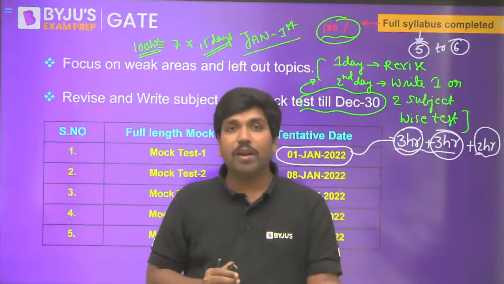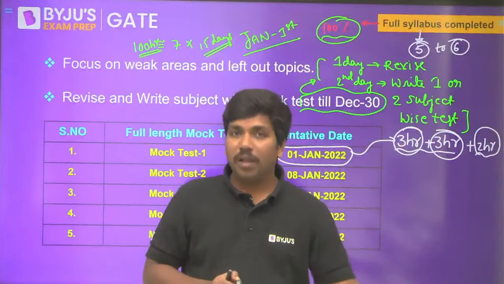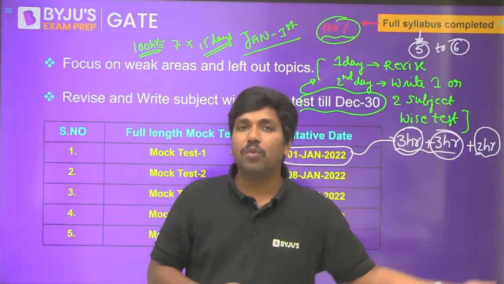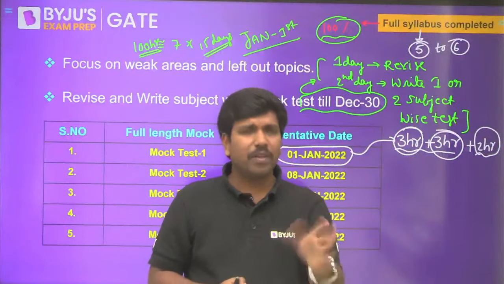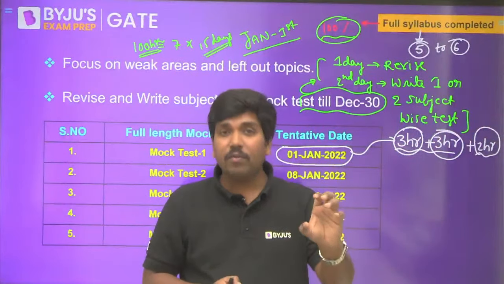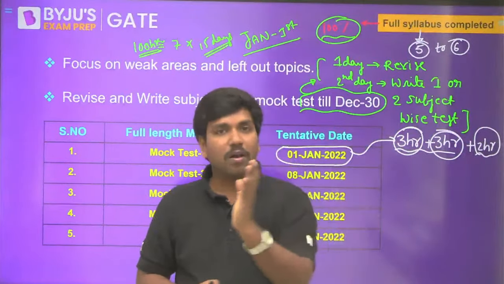And sometimes you will write 2 into 5 is equal to 10, but instead you will write 2 into 5 is equal to 7. It happens. It always happens, some silly mistakes. So identify whether you are making silly mistakes or conceptual mistakes.